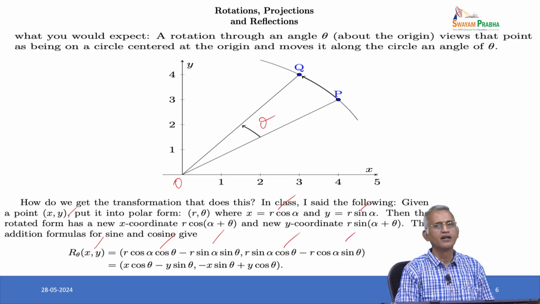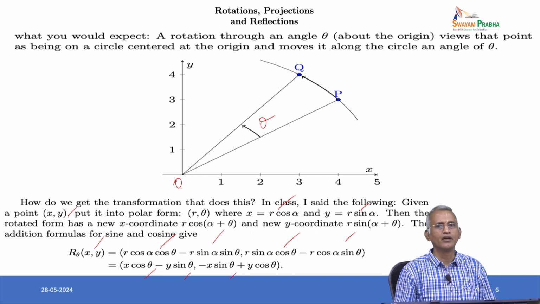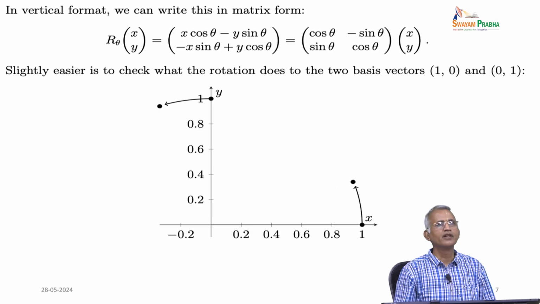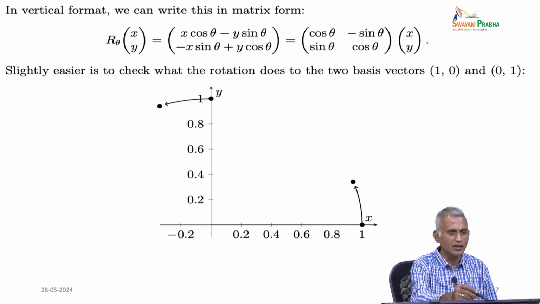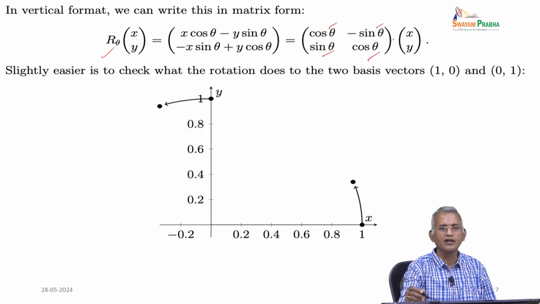Simply expand cos of alpha plus beta equal to cos alpha cos beta minus sin alpha sin beta, like that. Then the corresponding values can be generated, and we simplify: x cos theta minus y sin theta will come for the x coordinate, and x sin theta plus y cos theta will come for the y coordinate. Now, in vertical format, we can write R theta of x comma y equal to x cos theta minus y sin theta and x sin theta plus y cos theta, and then we can write it in matrix form: cos theta, minus sin theta, sin theta, cos theta, times x comma y.